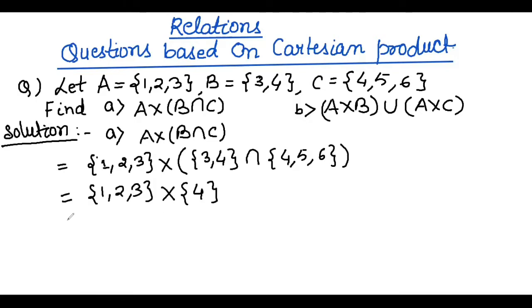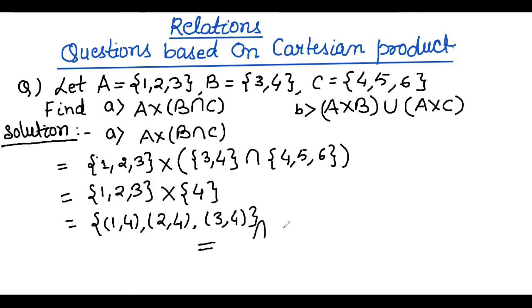Now the value will be a Cartesian product between these two sets. So it is here 1, 4, then 2, 4, then 3, 4. So this is our final answer. I hope it is clear for you all. Very simple it is.